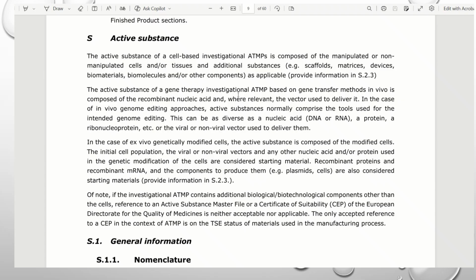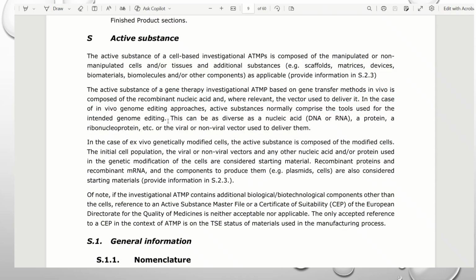So the active substance of a gene therapy investigational ATMP based on a gene transfer method in vivo, so that's different, that's where the genetic transfer is occurring inside the patient, is composed of the recombinant nucleic acid, because the recombinant nucleic acid is delivered in vivo, and where relevant, the vector used to deliver it. In the case of in vivo genome editing approaches, the active substance normally comprises the tools used for the intended genome editing.